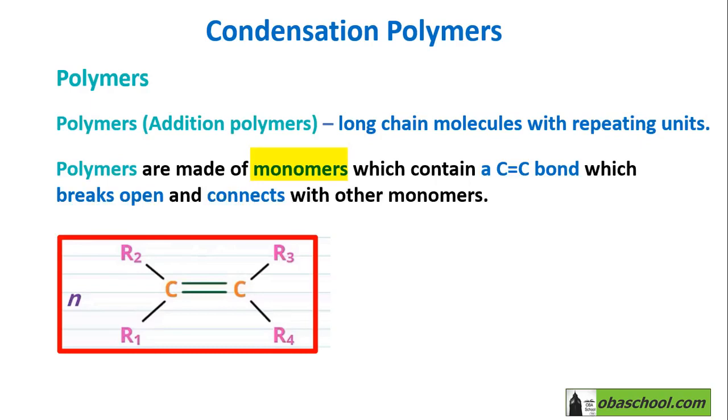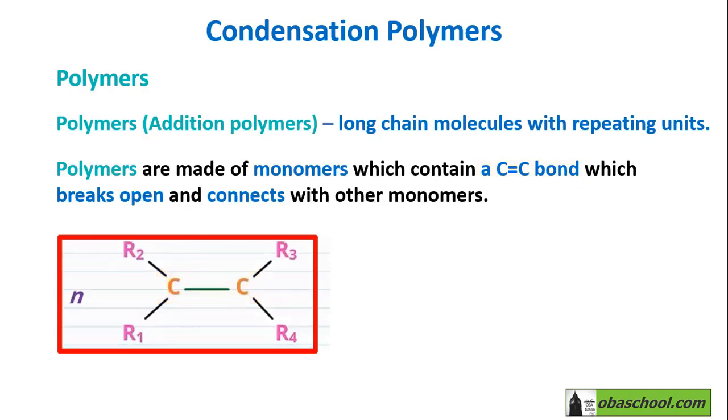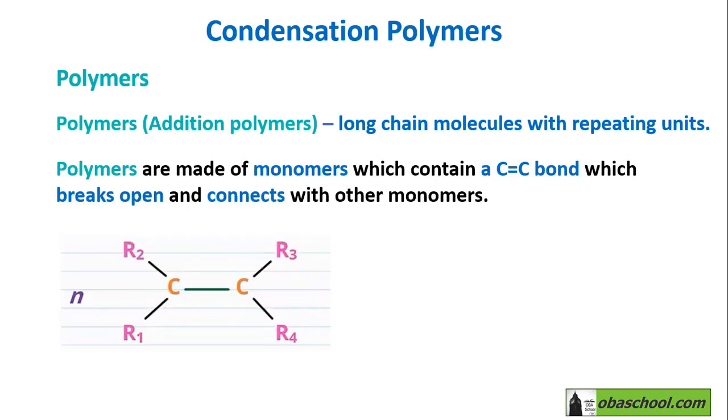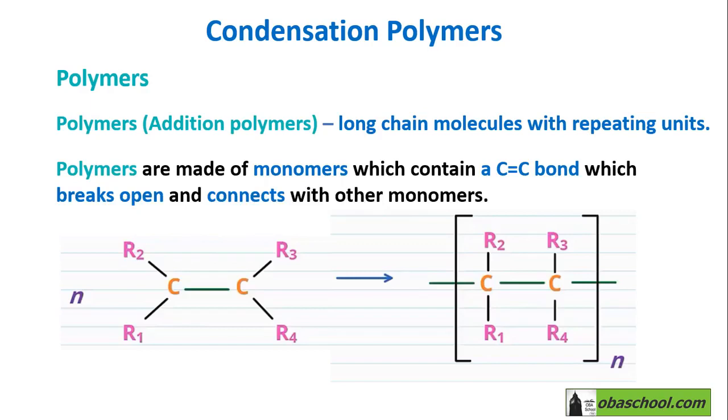This is a monomer, which contains a carbon-carbon double bond, of course, as you see here also. This carbon-carbon double bond will break and open and connect with other monomers, forming the long chain. When this double bond breaks, as you can see here, it will form a very long chain of monomers.